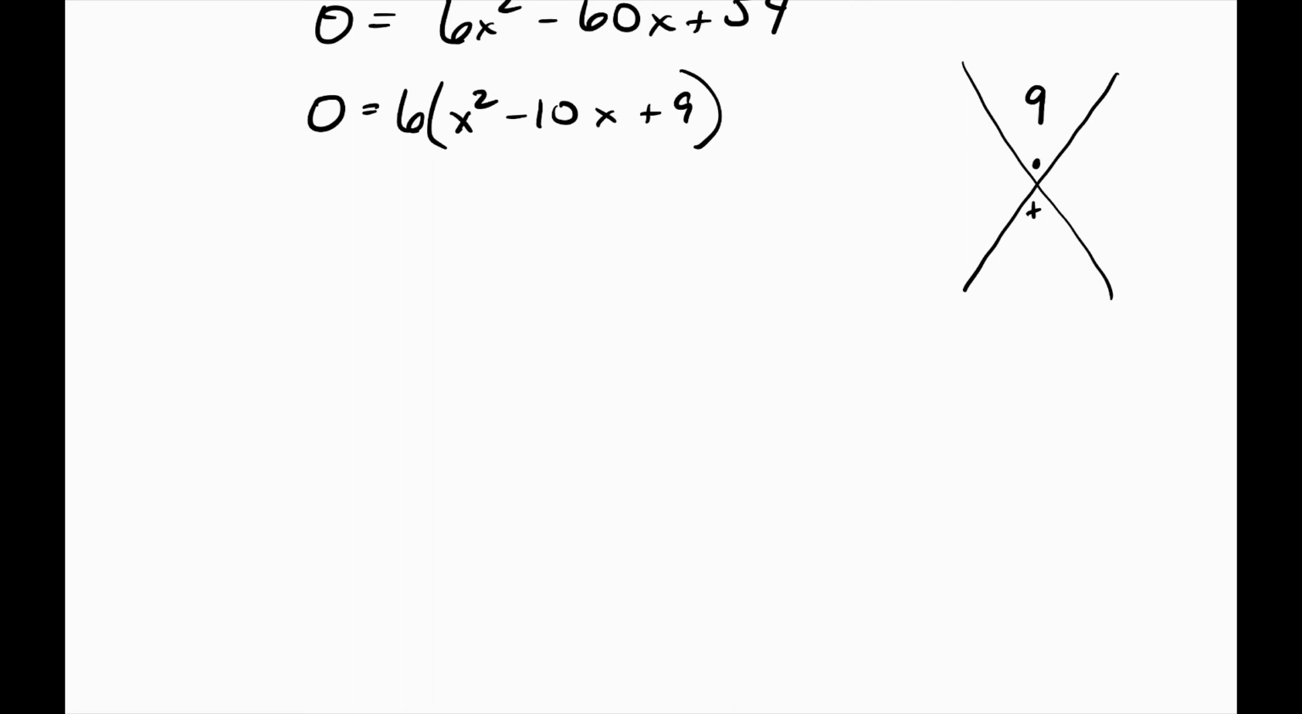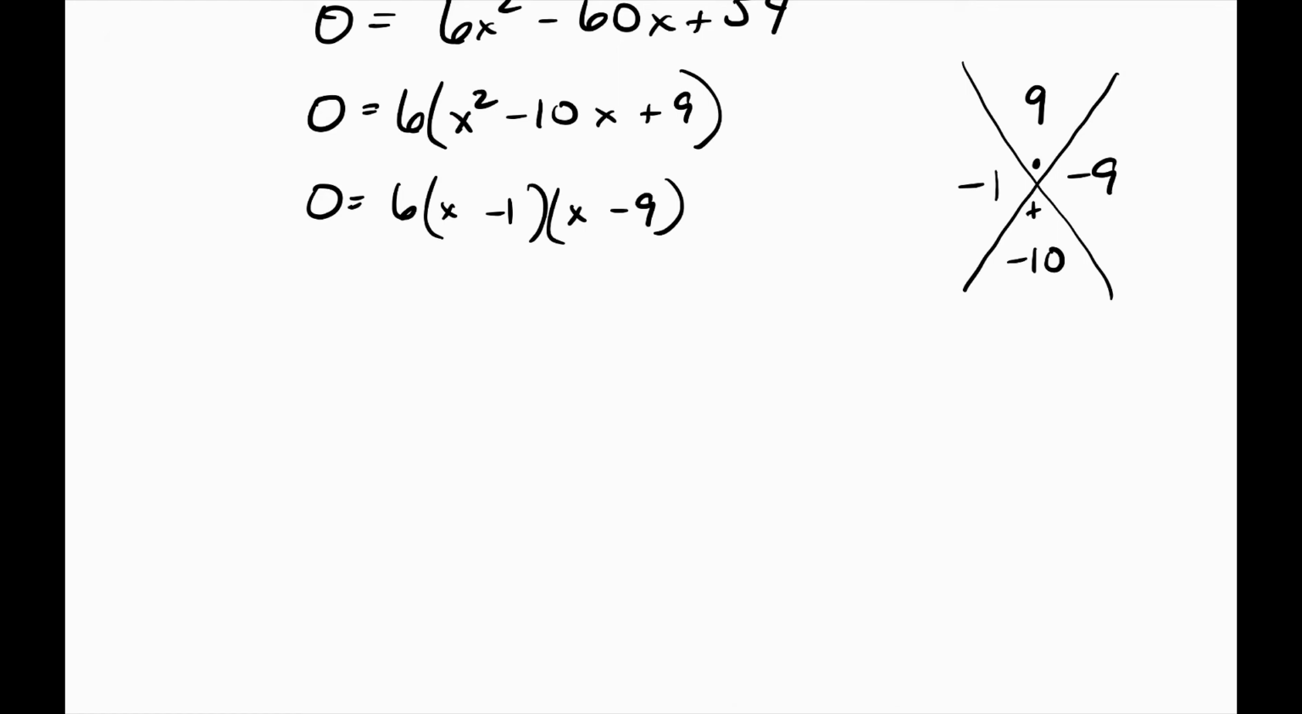So we get 1 times 9 is 9. The b term, the term in the middle, is negative 10. Okay? So what multiplies to be positive 9 but adds up to be negative 10? Negative 1, negative 9. These guys don't need squareds because this is squared. It's not to the 4th.